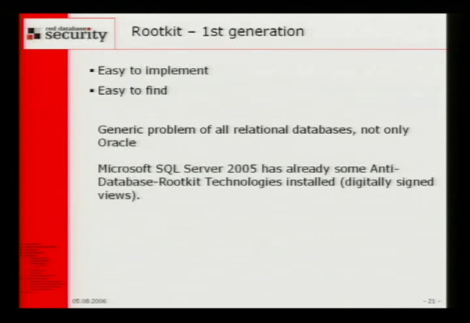The first generation is easy to find, easy to implement, and it affects all relational databases, not only Oracle. I'm an Oracle expert, so I did everything with Oracle, and on other databases it's a little bit more complicated. In SQL Server 2005, Microsoft already implemented some anti-database rootkit technologies. They are signing views, and if the view is modified, you are getting a warning. But Oracle is not so fast to do this.